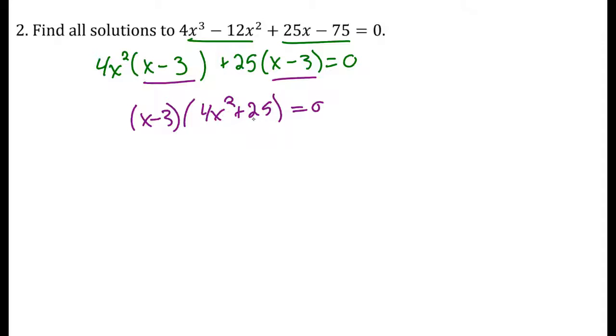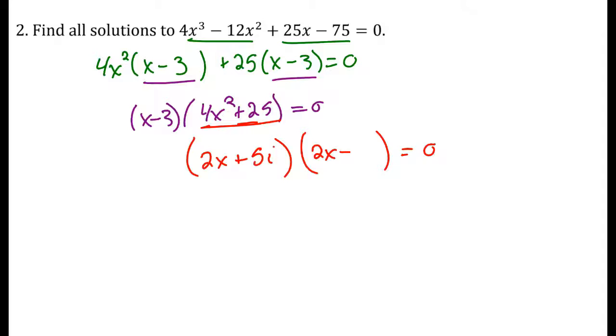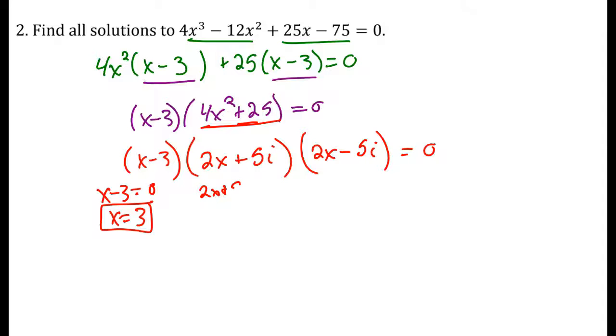4x squared plus 25 is the sum of perfect squares, so I need to use complex numbers to factor this. If this was the difference of perfect squares, we would say 2x plus minus, but that's not 5 and 5, it's 5i and minus 5i, because that's the sum of perfect squares. And now we solve these equations. X minus 3 equals 0 tells me x equals 3. 2x plus 5i equals 0. Well, 2x equals negative 5i. Divide by 2. We get x equals minus 5i over 2.